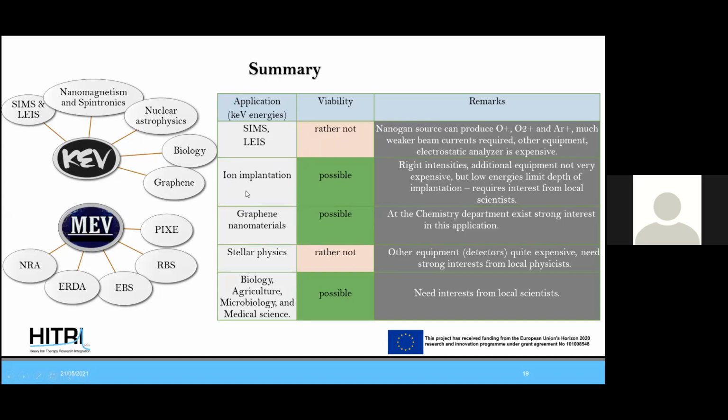And ion implantation is a feasible application, but we haven't found interest yet. For graphene nanomaterials, as I already said, the chemistry department has asked for it. Stellar physics is marked as rather not, because those laboratories, as I said, are mostly built underground, and we need additional shielding. And the last one is biology, agriculture, microbiology, and medical applications. We also need interest from our scientists.